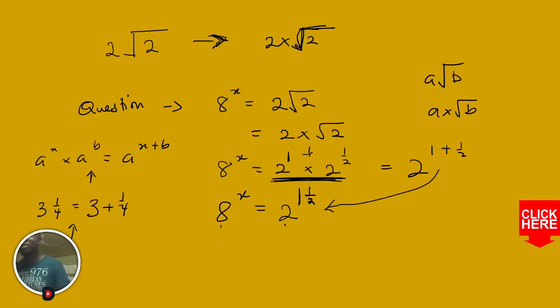So it becomes 2 to the power 3. Remember the x is already there, so it multiplies; whatever index is already there should multiply. Now it becomes 2 to the power 1 and 1 over 2. You realize that the base numbers are the same, so we are now going to deal with the indices linearly. So it becomes this.